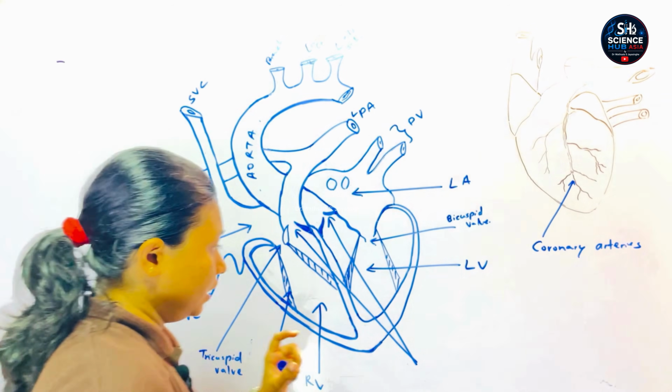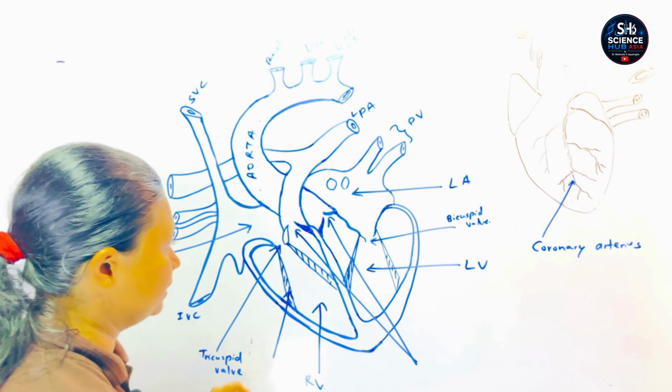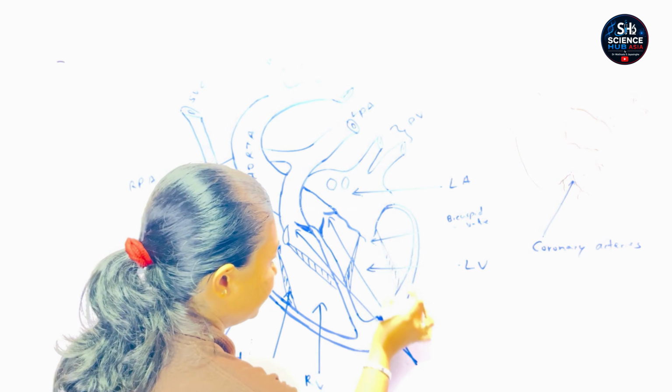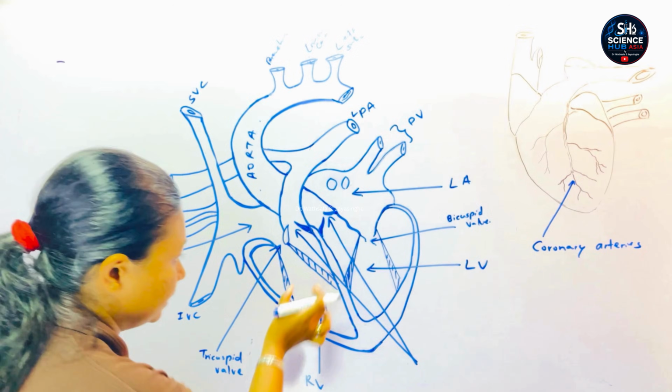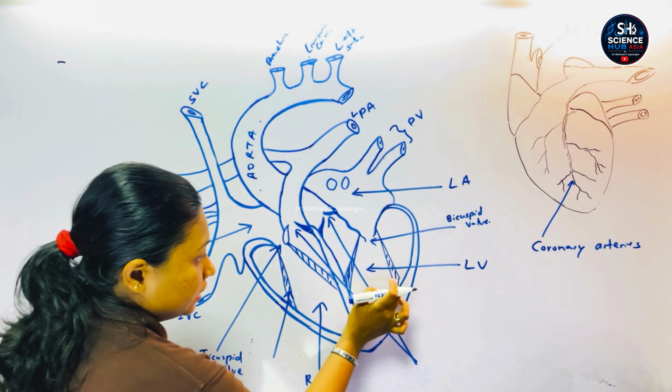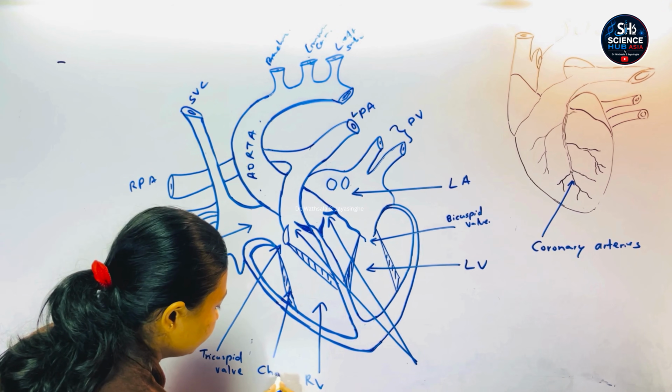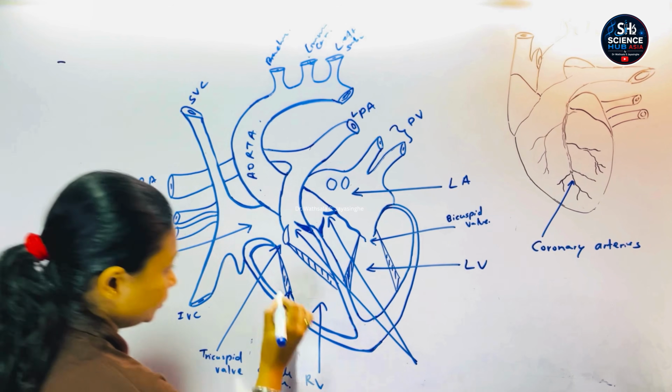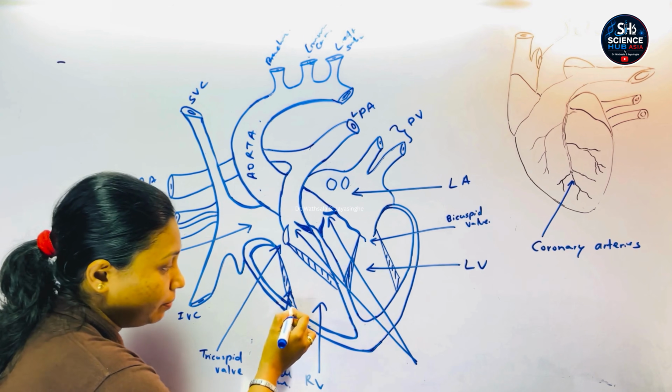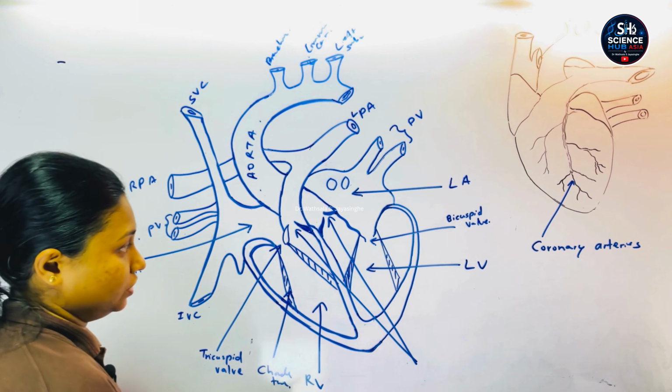And also you have to learn some more things. Here you can see connections. Look at those. These connections are known as chordae tendineae, and they are connected to the papillary muscles. They are in the heart for the support of the valves.